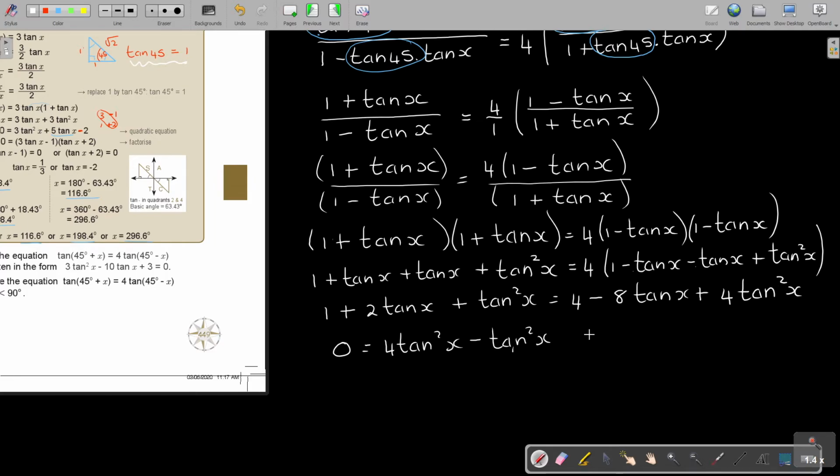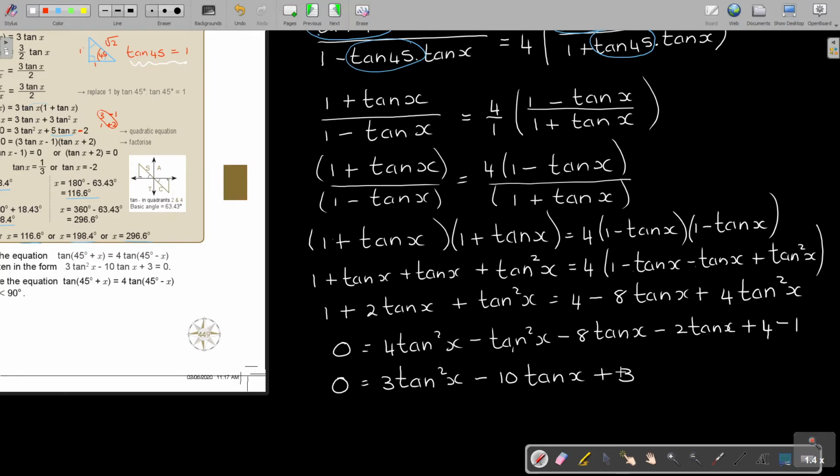And then it's going to be minus 8. Remember, I'm on the right-hand side, so minus tan x. Again, I'm bringing over, so minus 2 tan x. And then I'm sitting with the 4, and the 1 is coming over, so it's minus 1. If I simplify this, it's going to be 3 tan squared x minus 10 tan x plus 3.